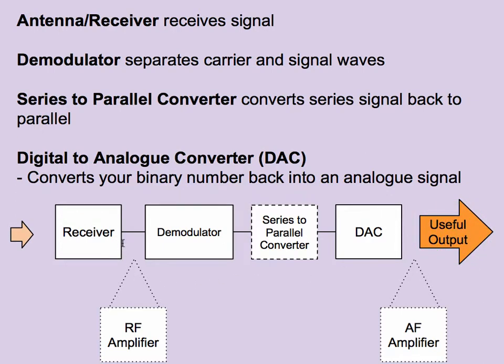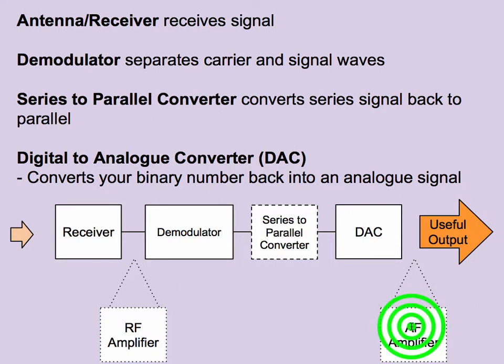Now, if this is a radio or something similar, we might also have a few other things in here, which are amplifiers. The purpose of the radio frequency amplifier is that the radio signal coming in might be kind of weak. We might be really far away from the radio tower or things like that. So the radio frequency or RF amplifier would boost up that signal. It would just make it bigger, basically just amplify it.